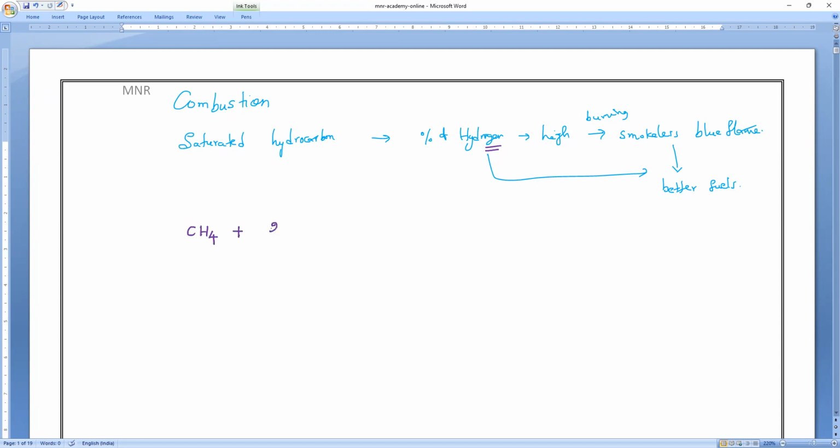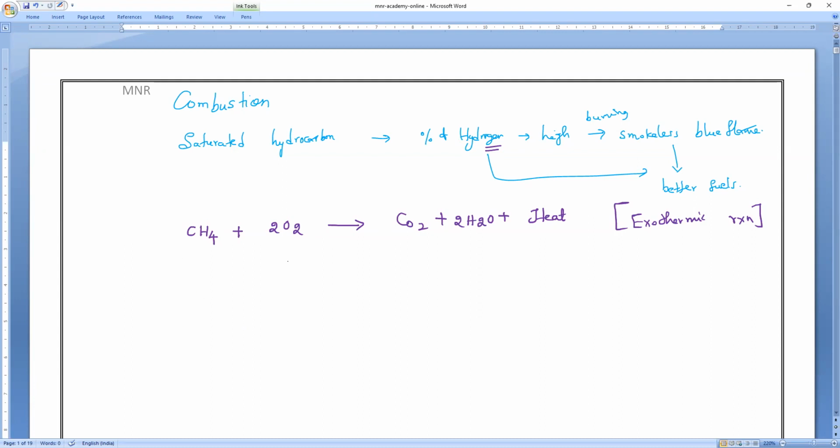If methane reacts with oxygen, we all know they will give you carbon dioxide plus water vapor plus they will produce what? Heat. That is why we say they are exothermic reactions. They produce a large amount of heat energy. Whenever they burn in a sufficient amount of oxygen, that is complete combustion, producing a huge amount of heat along with carbon dioxide gas and water vapor.